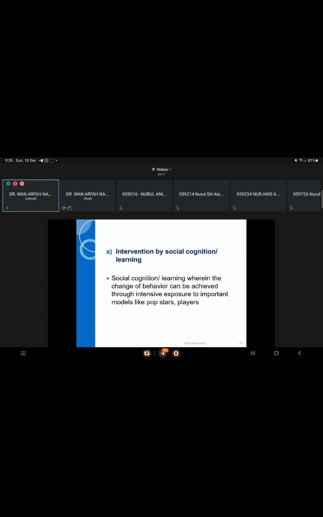All right. Okay, so see the first one. The first one is where you give the intervention by social cognition. For example, a pop star, like international players. You give it by using a model, an important model for them to change. When they see this top star, they will try to change indirectly. So that is social cognition.